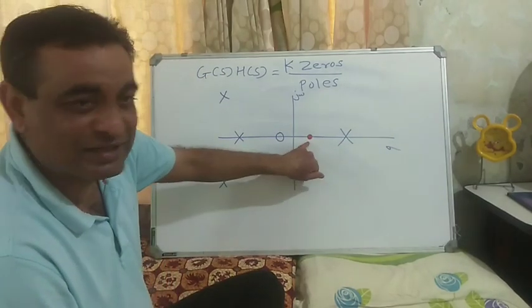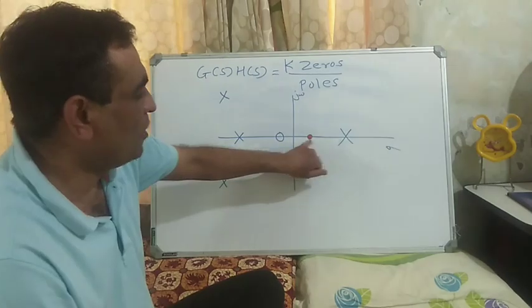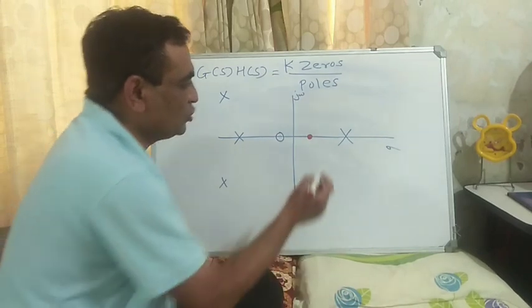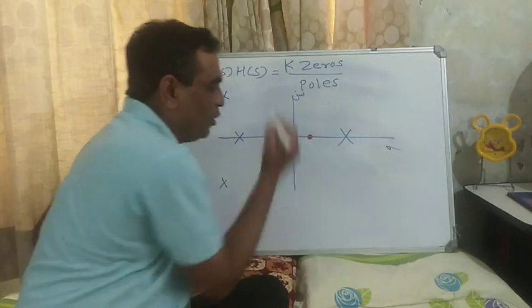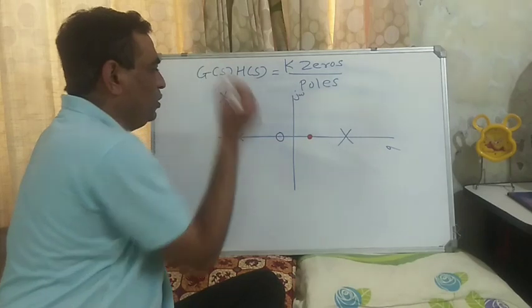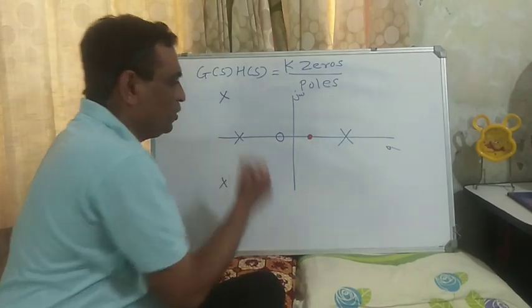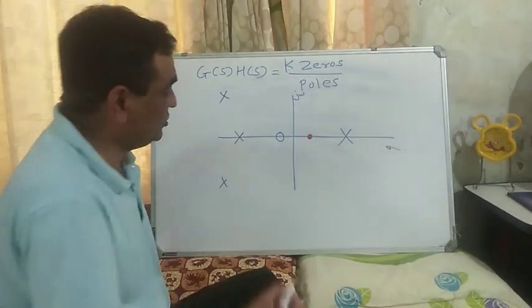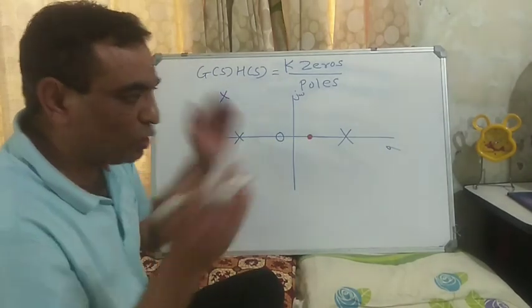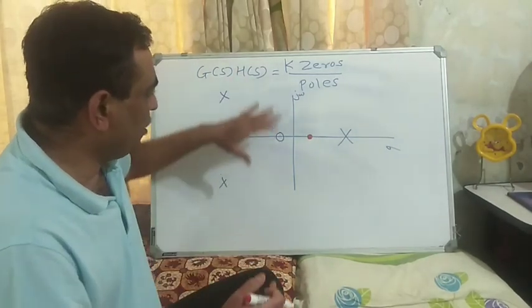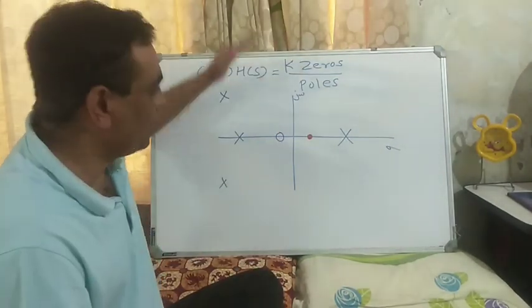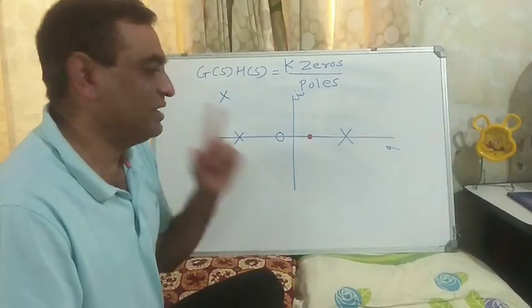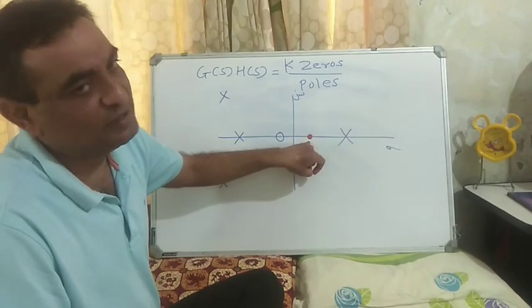So for that I need to see the angle contribution from all the open loop poles and zeros to this point. So I want to know the angle contribution from this pole, from this pole, from this pole, or from this zero. If the net angle contribution from all the open loop poles and zeros to this point is an odd multiple of 180, then we can say that this point is a part of the root locus.